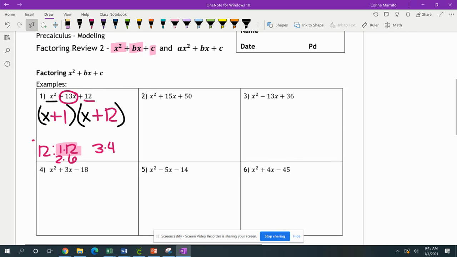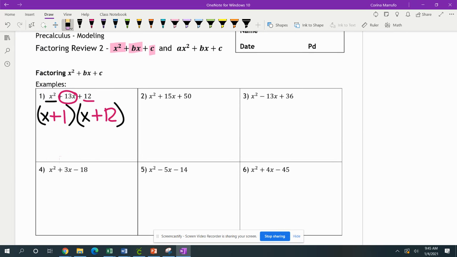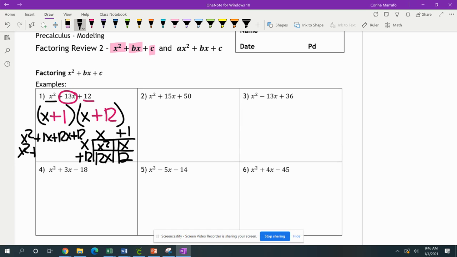Okay, you can go ahead and go back and check your work if you want to. I'm going to do it for the first problem just to show you guys how. We put it in a box. If you guys recall, we have x plus 1 and x plus 12, and we multiply. X times x gives you x squared, x times 12 gives you 12x, 1 times x gives you 1x, and then 1 times 12 gives you 12. So it's like we're working backwards. So we have x squared plus 1x plus 12x plus 12. And when we add these together, it gives us x squared plus 13x plus 12. And that's it. Okay, so that's our solution.